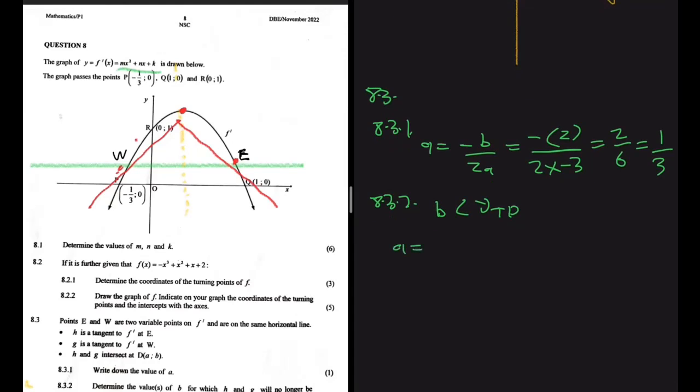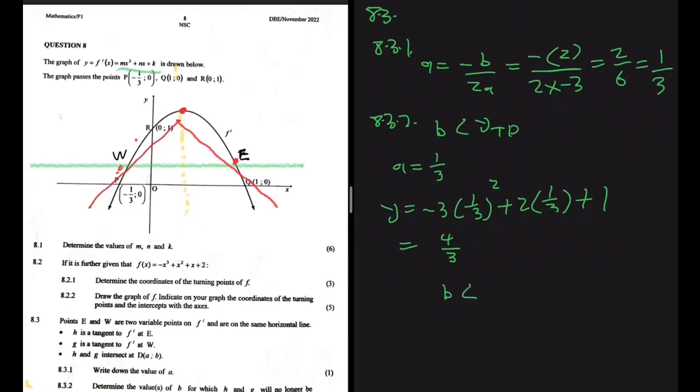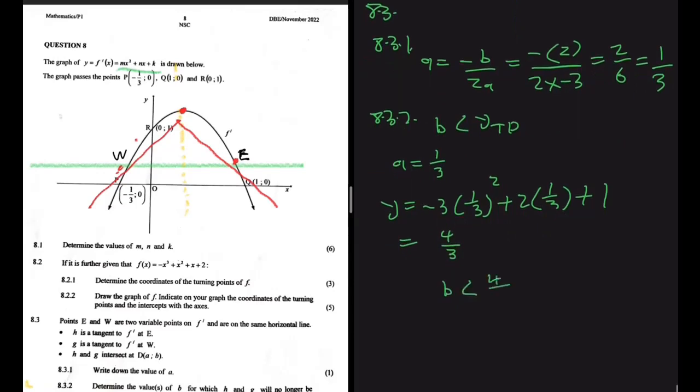We know fully well that the x value is 1 divided by 3, right? So now if we want to find the y value, we're gonna get y is equals to minus 3 multiplied by (1 divided by 3) squared plus 2x, right? What is x? 1 divided by 3 and then plus 1, right? Don't forget the equation of y. And that should be equals to 4 divided by 3. So the value of b shouldn't be less than 4 divided by 3. If it is less than 4 divided by 3, then issues arise.